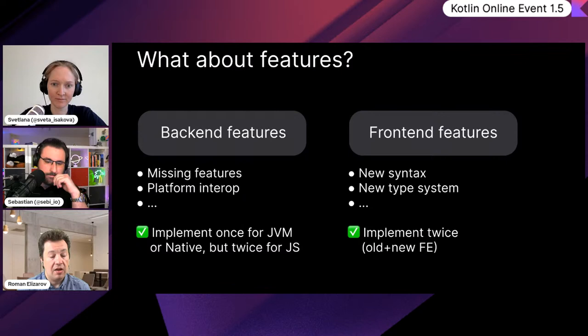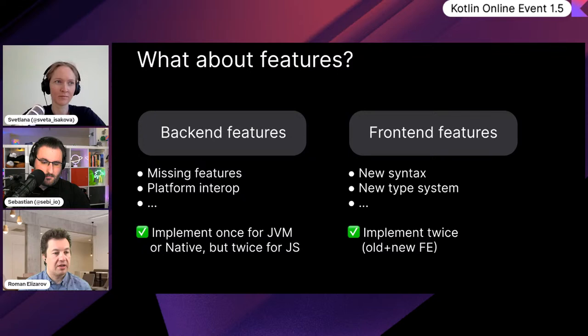Yeah, so when we look at our features, the way we plan, we categorize features into two major buckets. Some of them fit in both. There could be backend features or frontend features. To give you a feel for what is a backend feature or frontend feature: a backend feature may be some missing interaction with the platform. For example, with suspending, you still cannot extend your classes from suspending functions. The syntax is there, but it's not implemented on the backend. That would be a backend feature.